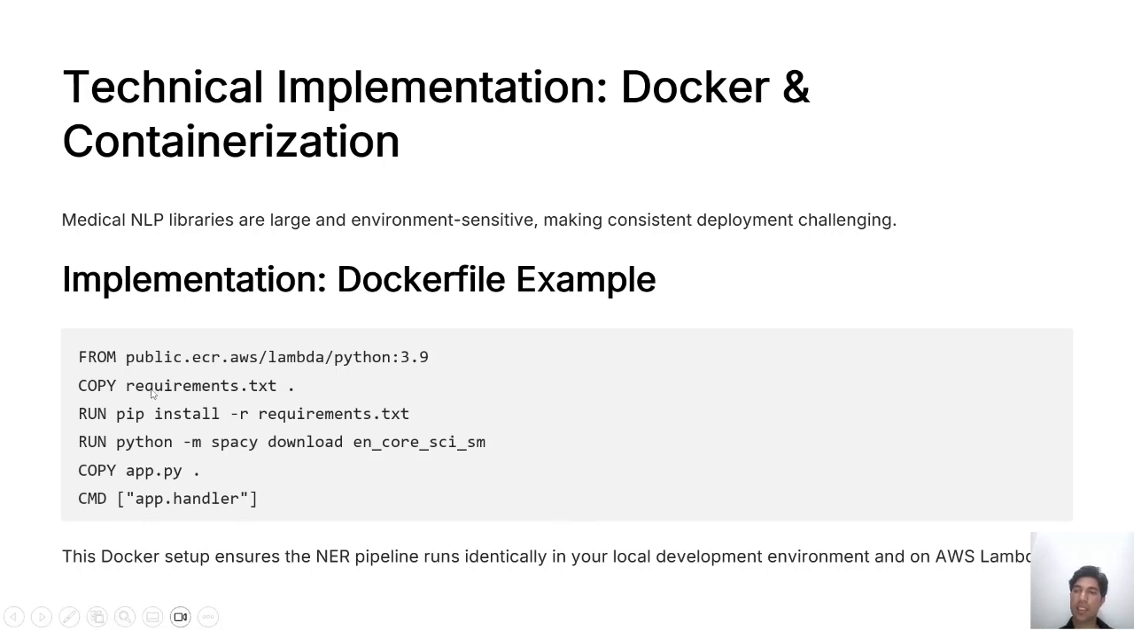So this is a simple Dockerfile. First, we define the Python environment, then we copy all the requirements and install them, because the requirements in medical data are huge. So we encapsulate them all, and then we run that program. So we can run our model. This Docker setup ensures the NER pipeline runs identically on your local development environment and on AWS Lambda. So we can run this locally, and also we can run this on the cloud.